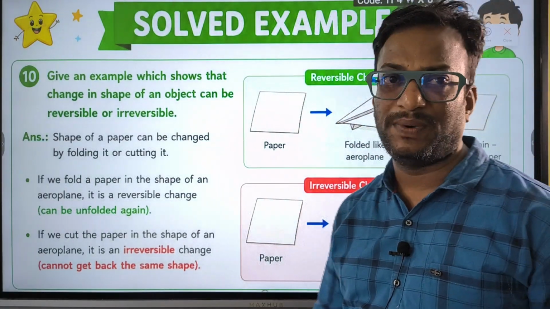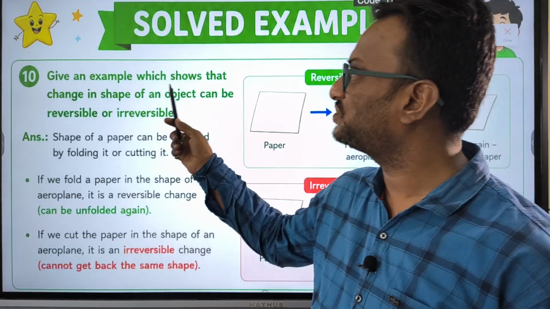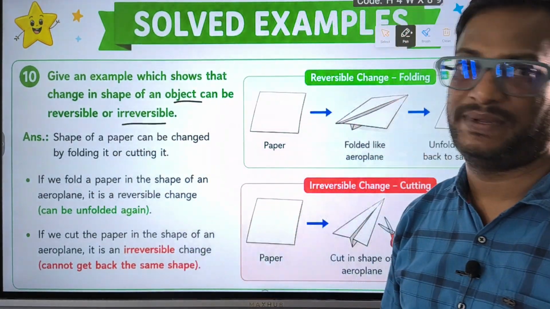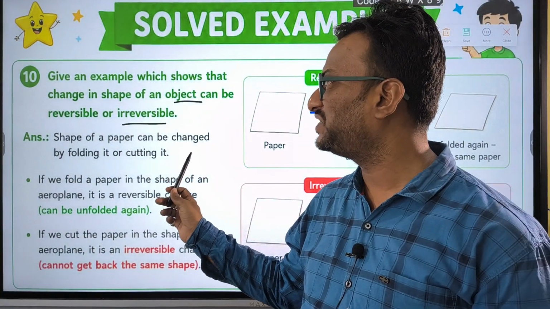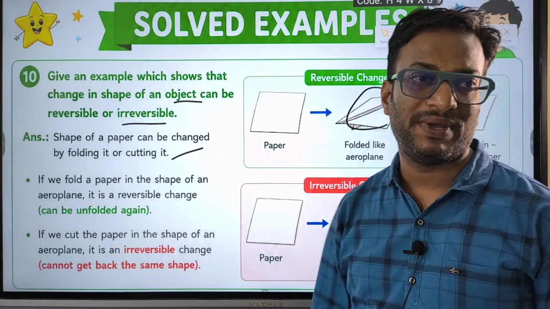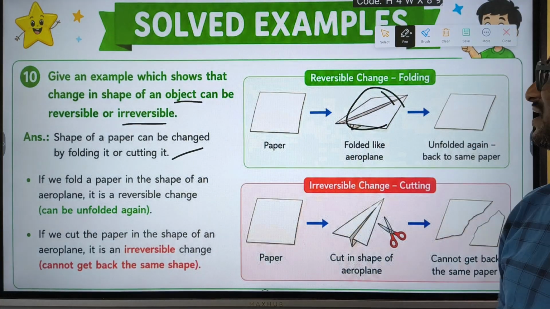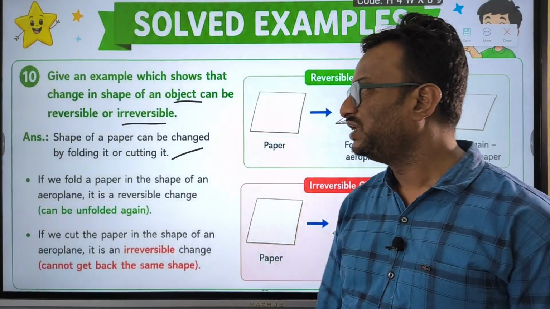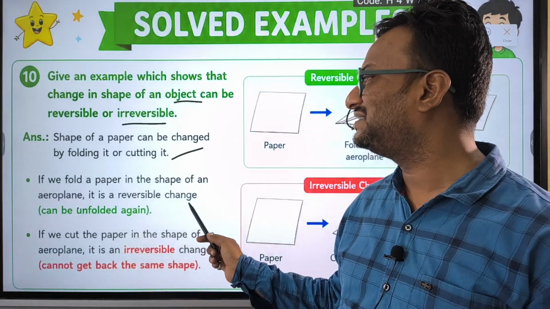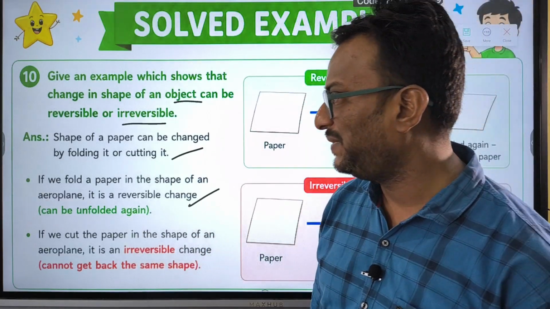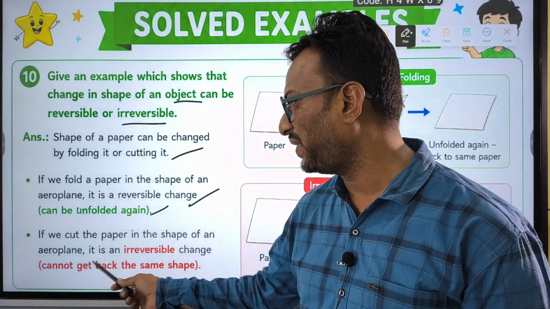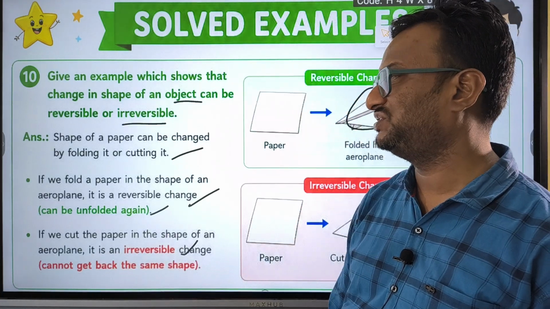Let us take one more example. Give an example which shows that change in shape of an object can be reversible or irreversible. The shape of a paper can be changed by folding it or cutting it. By folding the paper, we can change the paper's size and shape, and even through cutting also. If we fold a paper in the shape of an aeroplane, it is a reversible change. I mean, we can unfold it again. If we cut the paper in the shape of an aeroplane, it is an irreversible change.